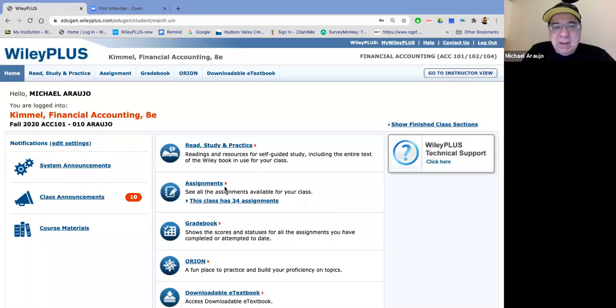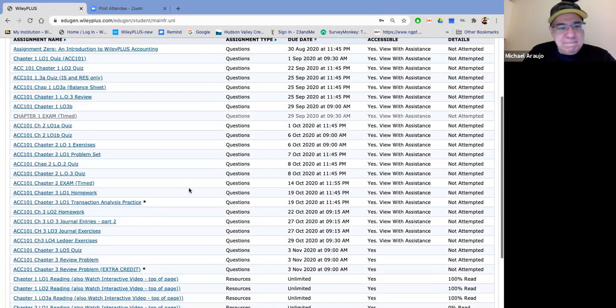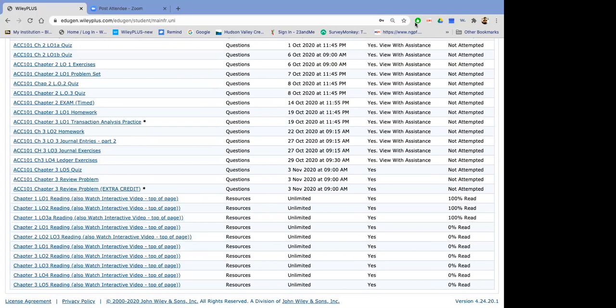Let's take a look at Wiley Plus. Want to show you a couple of things here. So first of all, you might notice that you have some new assignments that are open. Can you all see the Wiley Plus screen, by the way? I hope that's a yes. Yes. Yeah, we can see it. Okay, I have everything closed here, so thank you.